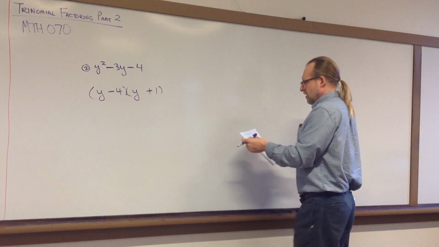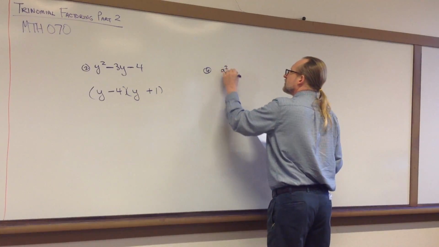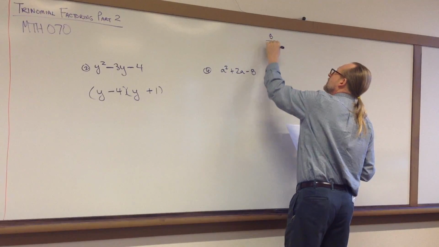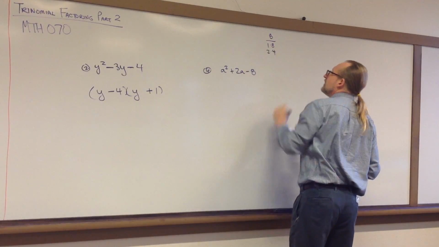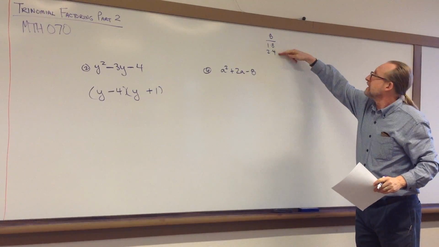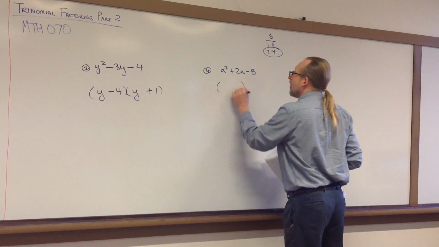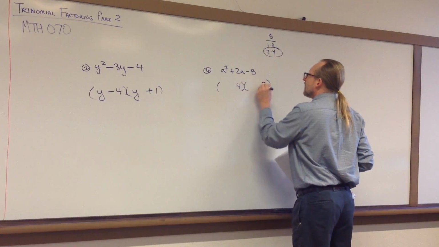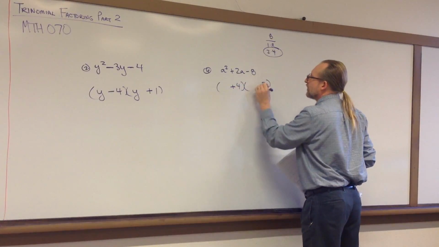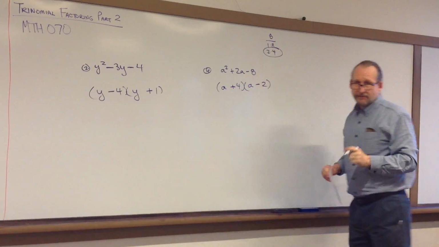Problem 4, we've got a squared plus 2a minus 8. So the 8 could be 1 times 8, or it could be 2 times 4. These would have a difference of 7. These have a difference of 2. Those are the ones that we want. So the 4 and the 2. And because this is a positive 2a, we want the 4 positive, we want the 2 negative, and there's our factorization.